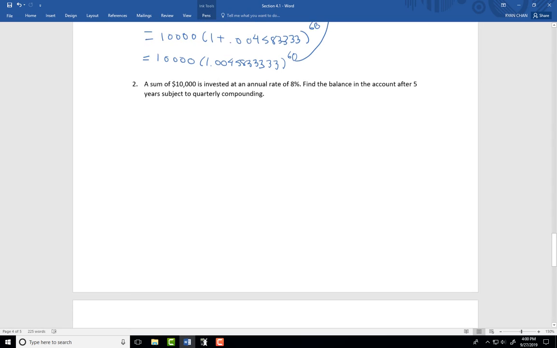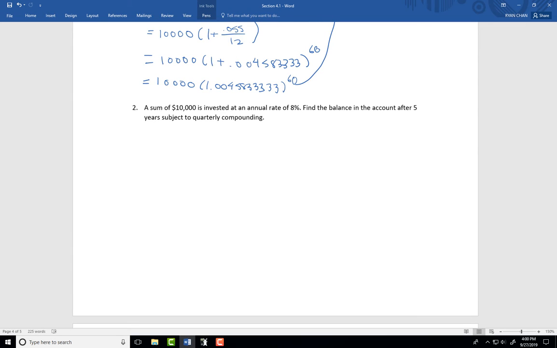Okay, let's look at one more example. Let's look at number 2. It says a sum of $10,000 invested at a rate of 8%. So P is 10,000, R is 0.08, N is 5. Now it's quarterly, so whoops, sorry, N would be 4. My T would be 5, my bad.